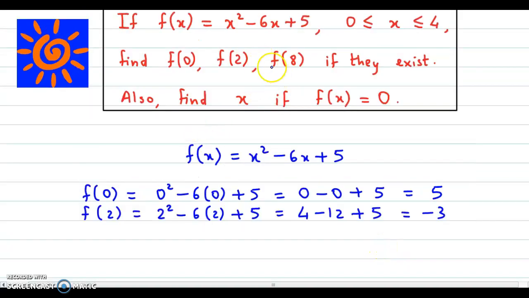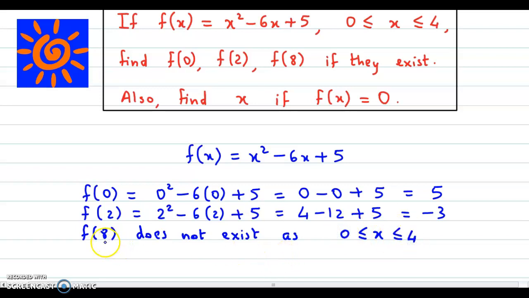Next is f at x equal to 8. Now f at x equal to 8, this does not exist. So this does not exist as we have the domain of x from 0 to 4. So f of 8 does not exist.